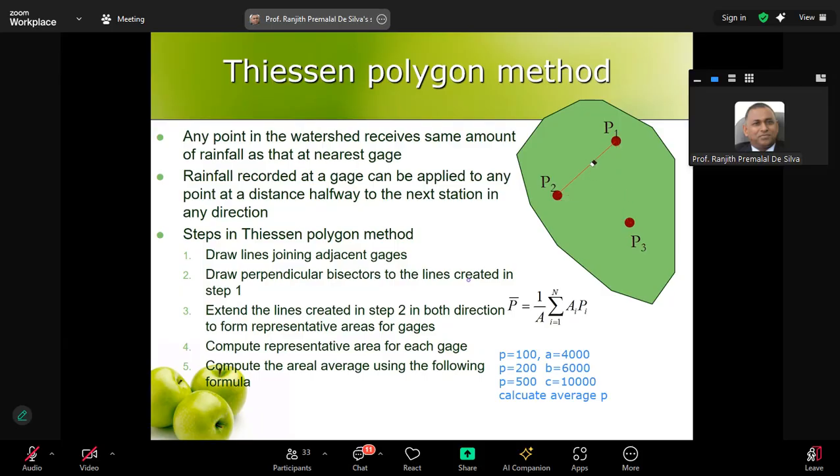Suppose you have a new point here. Then you will find that you will not lose any area from P3. Now what you do is connect these stations with lines, and draw bisectors.